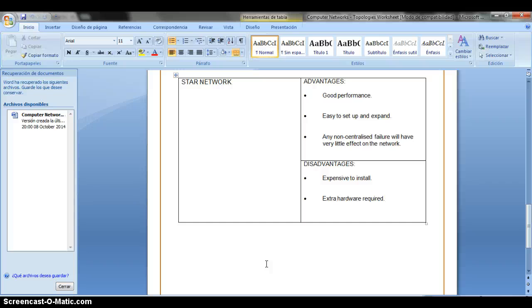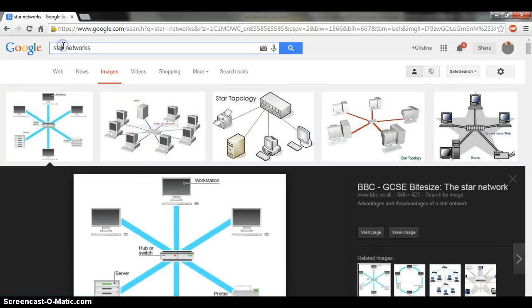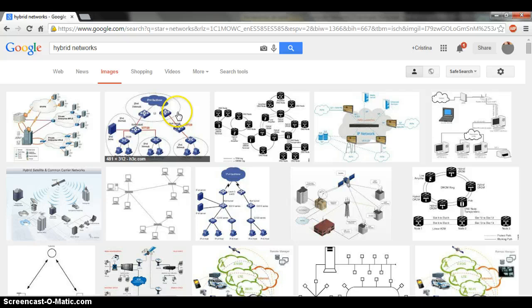Also, there are hybrid networks, which are a combination of them. It's usually made up of little star networks connected within each other to form a massive bus network, and that's basically a hybrid one.